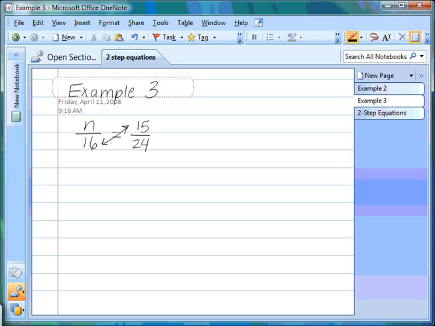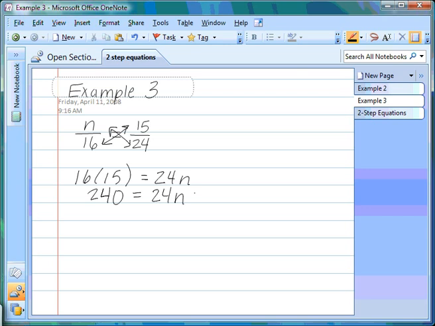You take the crisscross and put it on one side of the equal sign. So we take 15 times 16 and put it on one side of the equal sign, then we do the crisscross to go on the other side of the equal sign, 24n. So to simplify that, we multiply 16 times 15, and we get 240. Bring down our equal sign, and we still have 24n over here.